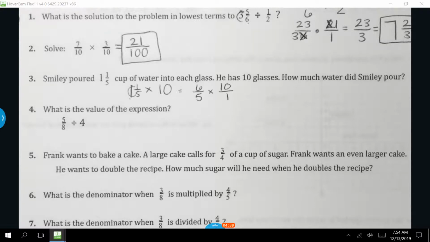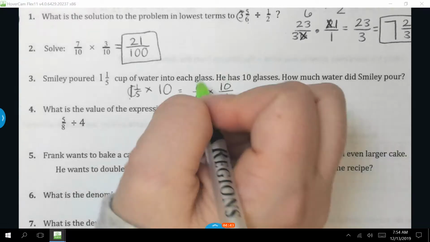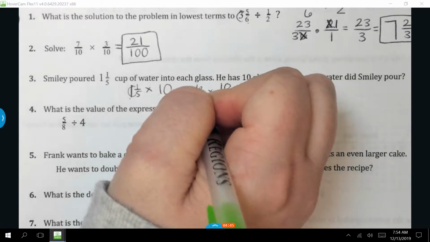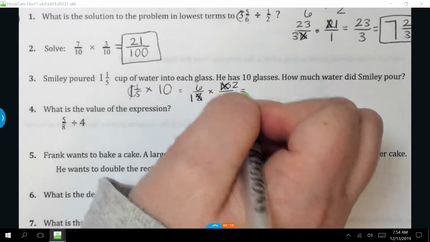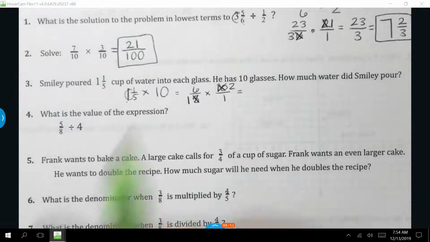Yeah, what numbers can simplify? The 5 and 10. So 5 goes into 5? 1 time. 5 goes into 10? 2 times. Okay, can anything else simplify here? No. What about 6 and 2?